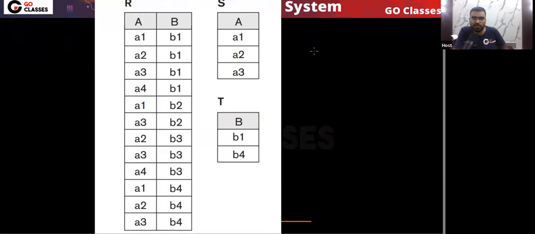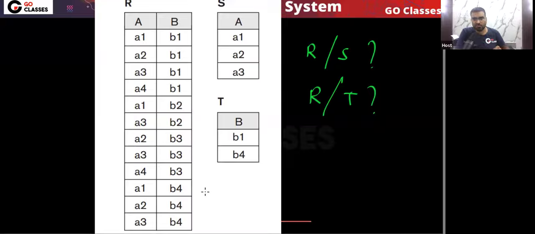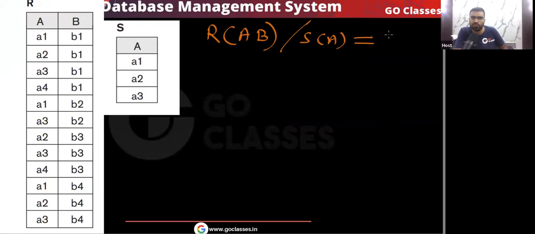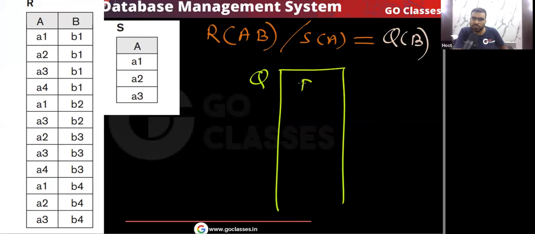Let's see this example. We need to find R divided by S, and R divided by T. So let's quickly find. Tell me what will be R divided by S. First of all, is that valid? R, I am dividing by S. Yes, that is valid. The output will have B. So in the output, I will have those B values.